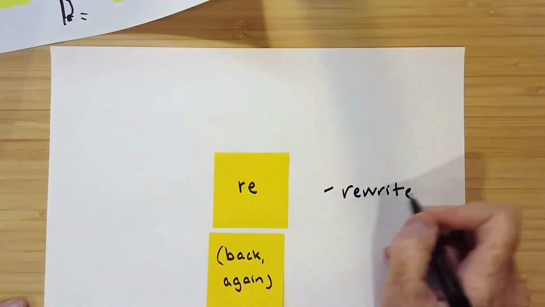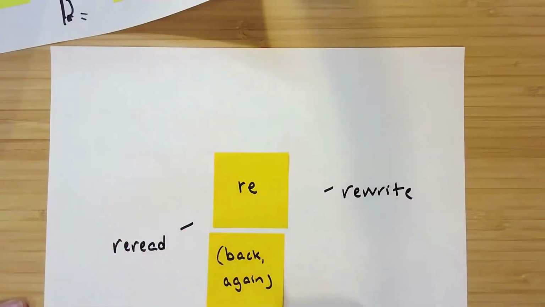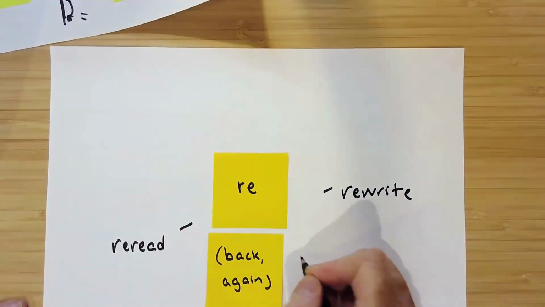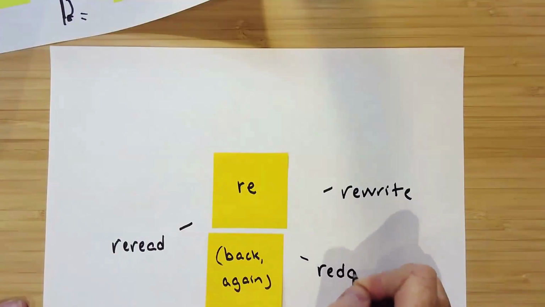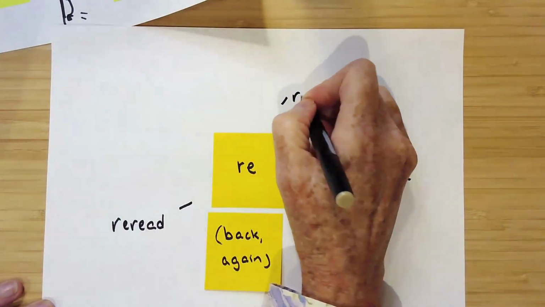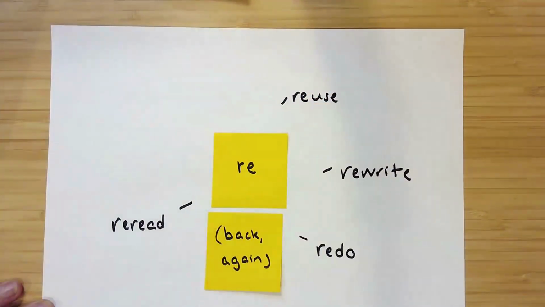And then the kids will begin to call out. We often reread in this classroom, and get them to give the example. We reread, we read something again. Sometimes we redo our work. So we're going to do that again. Sometimes we reuse our water bottles because we want to be careful to take care of the environment. And then the next thing you know, the kids are coming up with literally like a dozen words that have the word re.